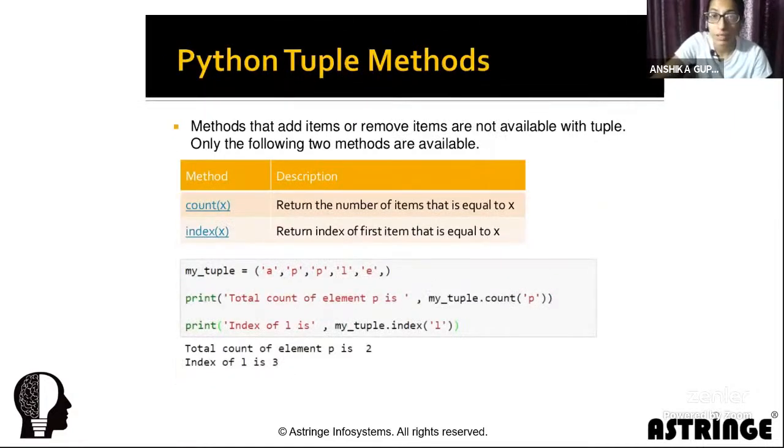Okay, now what are the tuple methods? Just like the string methods, tuple also has methods. Methods like add or remove elements are not available with tuple. We have two methods in tuple, that is count, and another one is index. Count returns the number of items equal to x, and index returns the index value of the first occurrence of the item in the sequence.